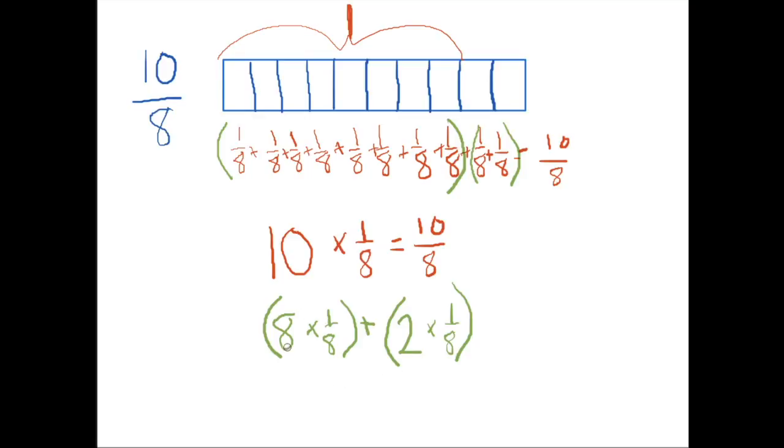So when I do the multiplication, 8 times 1/8 is 8/8, and 2 times 1/8 is 2/8. I could add those up to 10/8, but I also know that my 8/8 here, my 1 whole, I can rewrite that as 1 whole plus 2/8, 1 whole and 2/8.